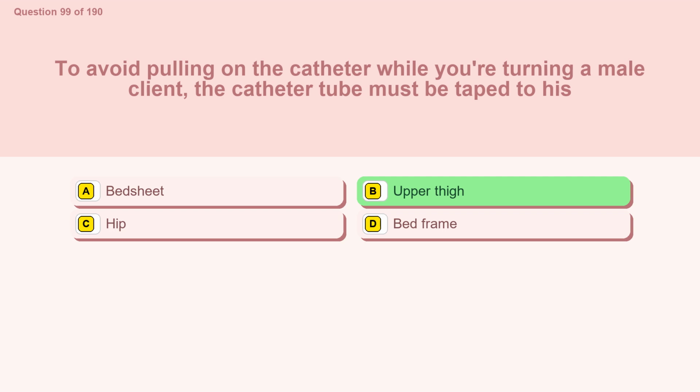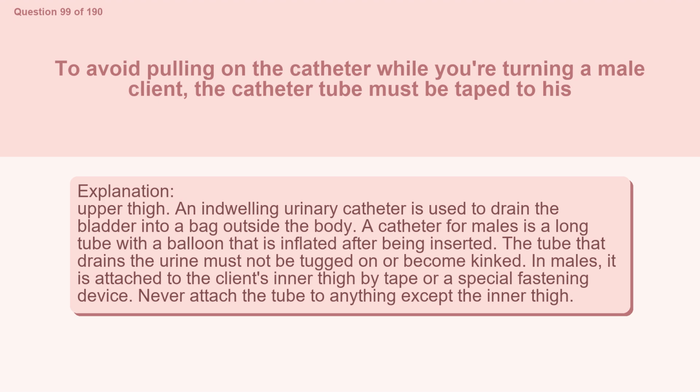The correct answer is option B, upper thigh. An indwelling urinary catheter is used to drain the bladder into a bag outside the body. A catheter for males is a long tube with a balloon that is inflated after being inserted. The tube that drains the urine must not be tugged on or become kinked.